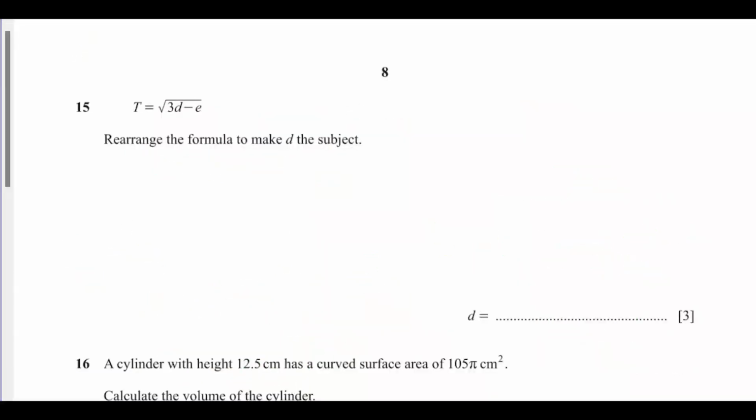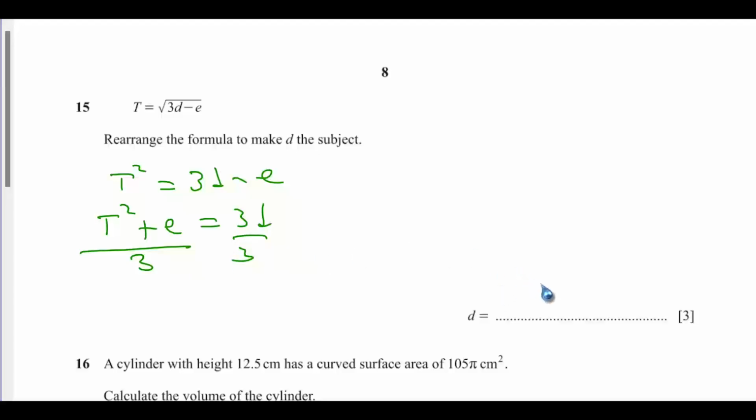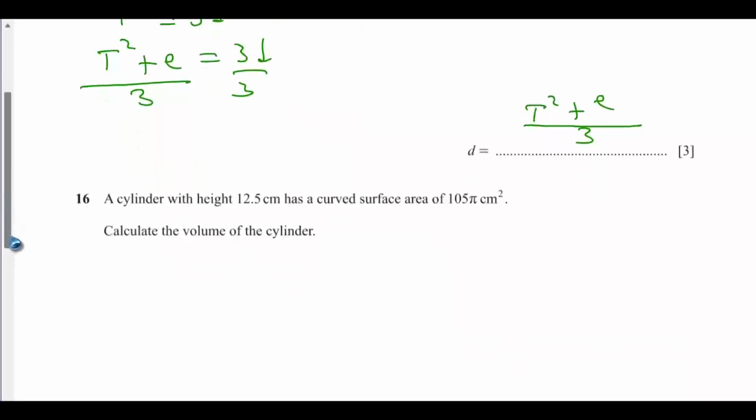That will be question 15. T is equal to the square root of 3D minus E. Rearrange the formula to make D the subject of the formula. So we need to take the square of both sides. So that will be T squared equals, so the square will cancel the square root here. We are left with 3D minus E. Then we can now transfer E to the left hand side. We have T squared plus E equals 3D. Finally, let's divide both sides by 3, and D will be equal to T squared plus E, everything over 3. Let's go to the next question. That will be question 16.